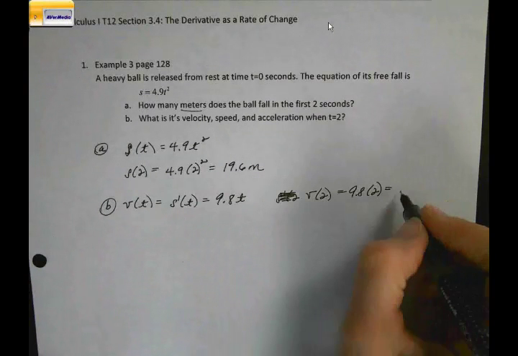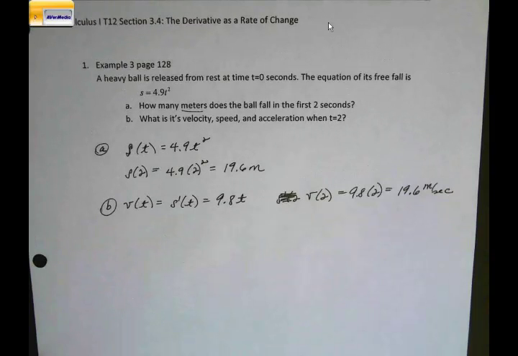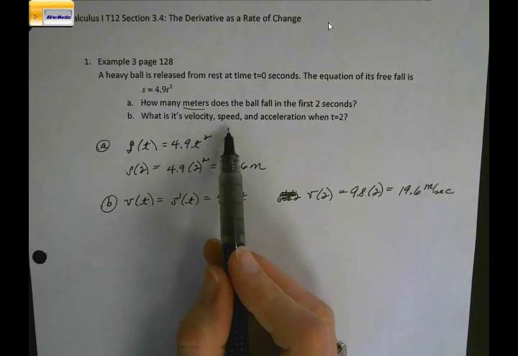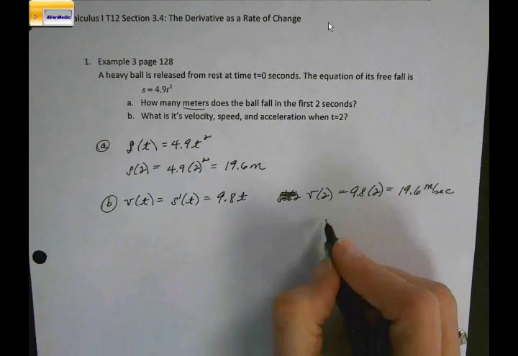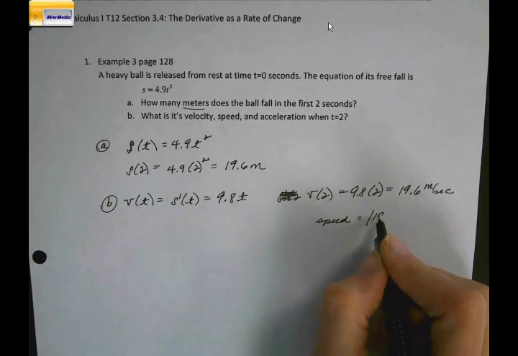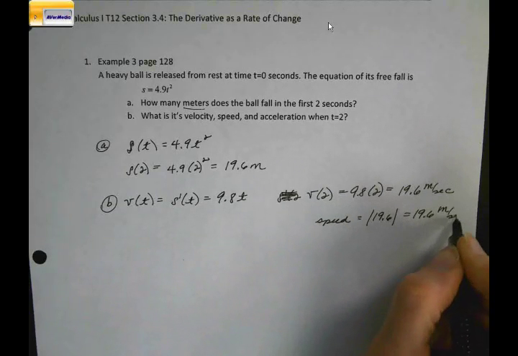which is, there you go, 19.6 meters per second. So when this object is falling, it's going at 19.6 meters per second after it's been falling for 2 seconds. Now, what is its speed? Well, if your velocity is 19.6 at 2 seconds, your speed at 2 seconds is just the absolute value of 19.6, which is still 19.6.